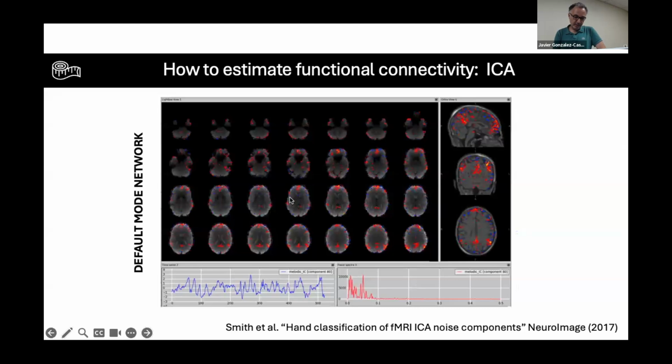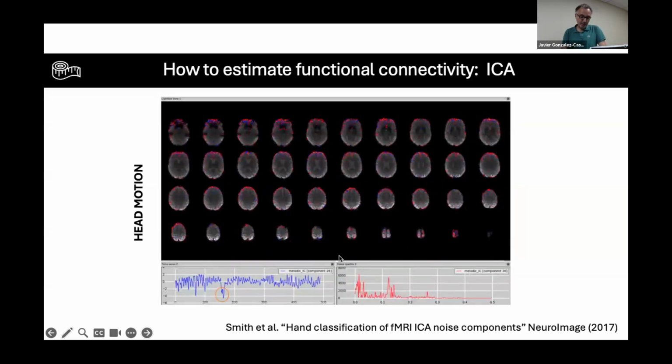So here we have, again, most likely the same data set. This is another component that looks like the default mode network. We can see it because it sits primarily in gray matter regions and follows the regions that we know are part of it. It has a time series that seems reasonable, and the spectrum of that time series shows the power below 0.1, which is what we expect for resting state networks.